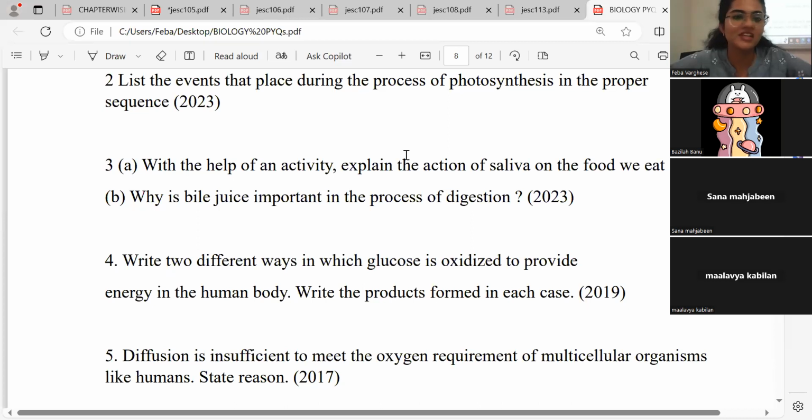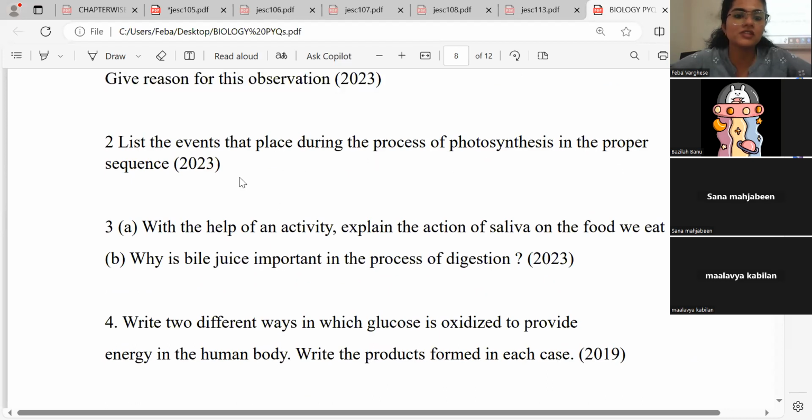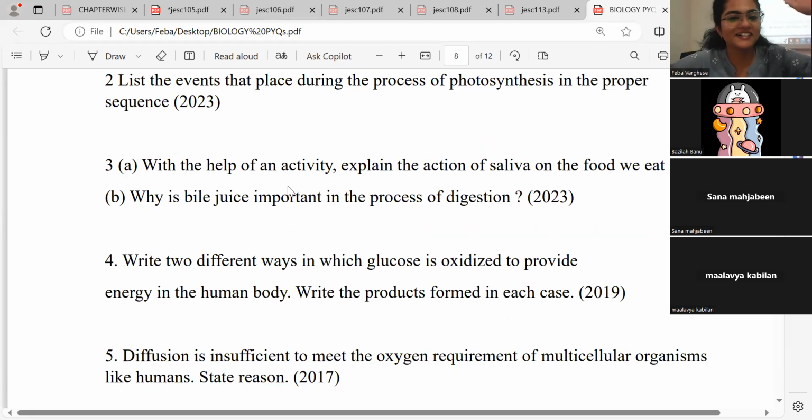Okay. Now, the second question is the events that take place during the process of photosynthesis in the proper sequence. All the 3 steps that we discussed. Yes, you know it, no? Taking of carbon dioxide, water, and taking of sunlight. All the three processes. Then splitting and then conversion of that light energy into chemical energy. That is the formation of glucose.